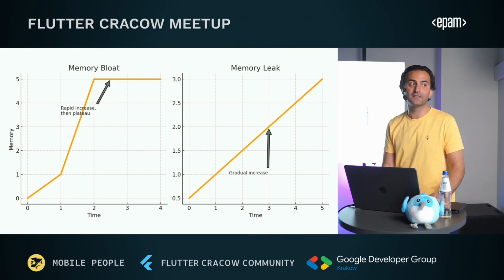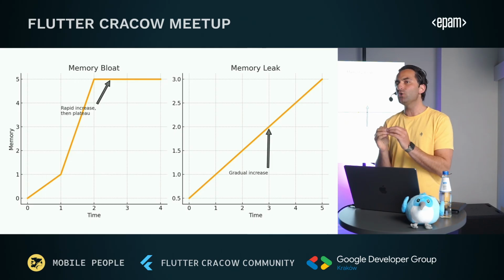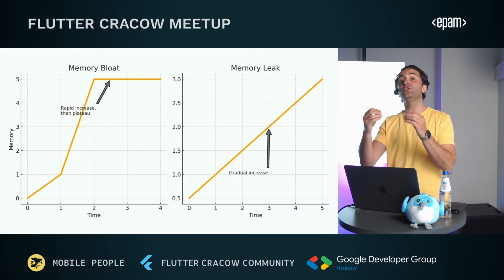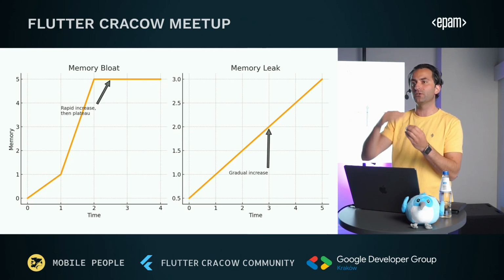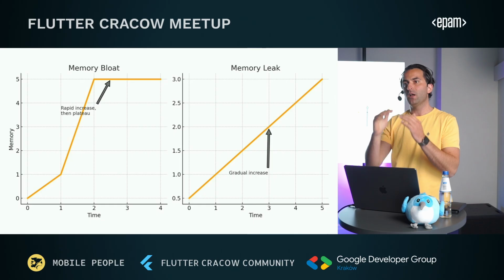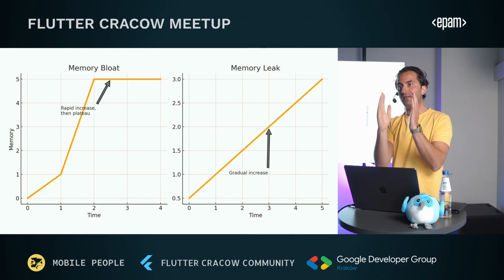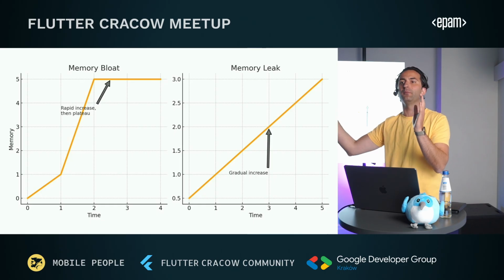Absolutely, that's correct. Yes, memory bloating happens when you are allocating memory when you need it. For example, you load an image to memory, suddenly the usage of memory goes higher, right? And it stays there because you still have that object in the memory.